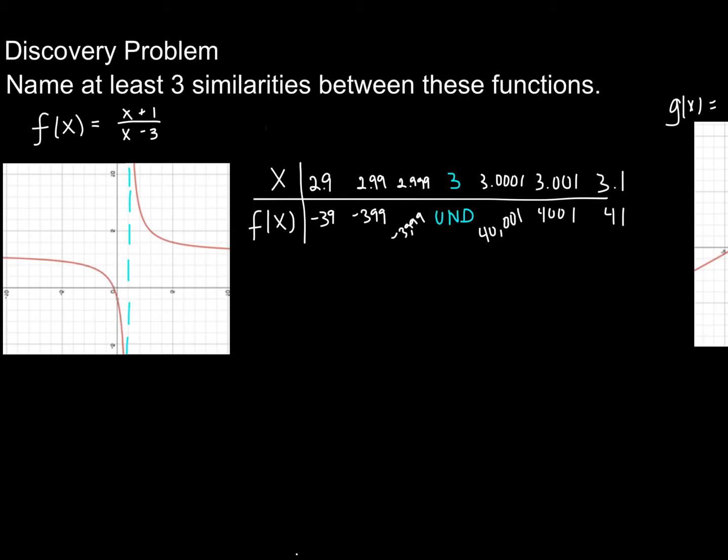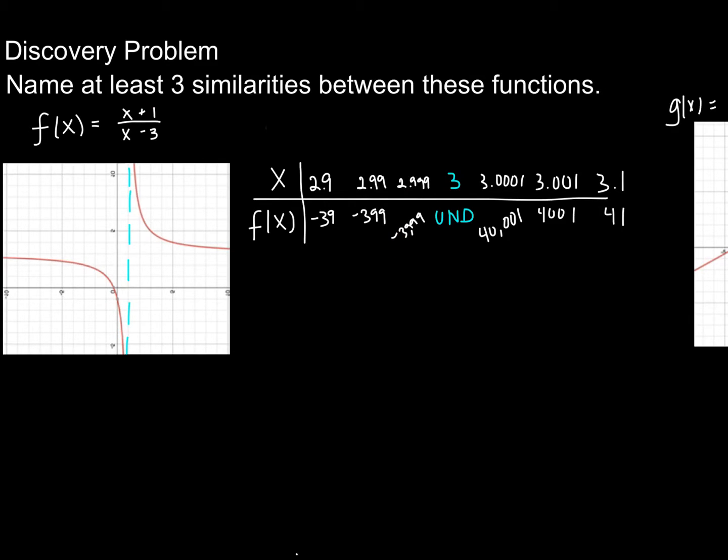As we approach from the right-hand side, and we plugged in values like 3.0001, our numerator again got closer to 4, but the denominator became smaller and smaller, but still positive, because this is slightly bigger than 3. And so we'd have a positive 4 being divided by a smaller and smaller positive number, which gave us bigger and bigger positive numbers.